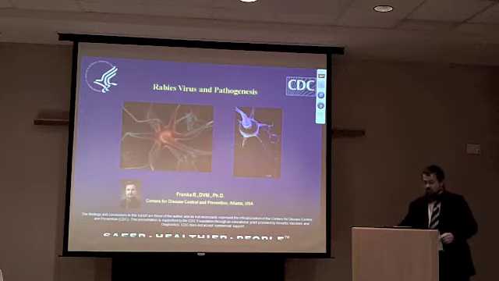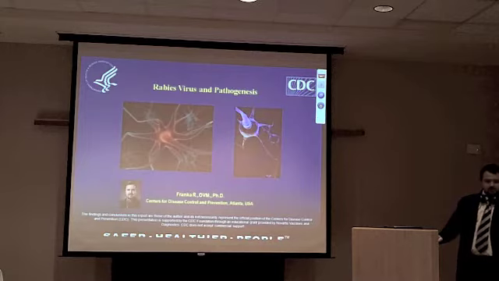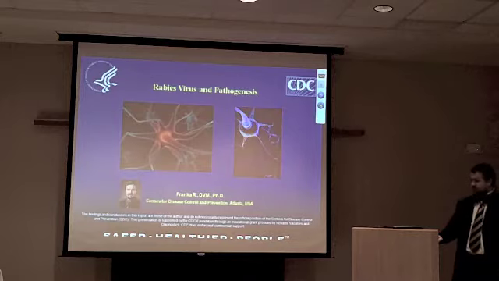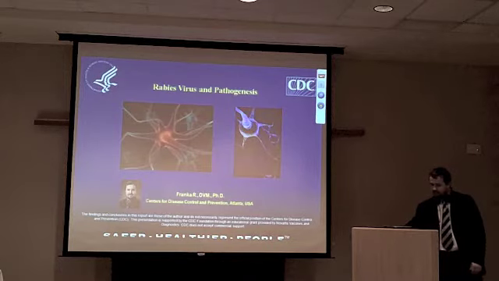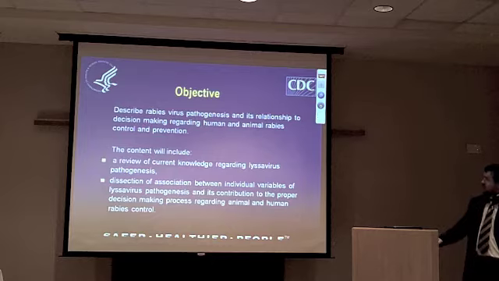Today in my presentation, I would like to give you some basic information about rabies virus pathogenesis, and specifically as it relates to laboratory diagnostic and decision-making process for post-exposure prophylaxis administration. Objectives would be to describe pathogenesis and its relationship to decision-making process regarding human and animal rabies control and prevention.